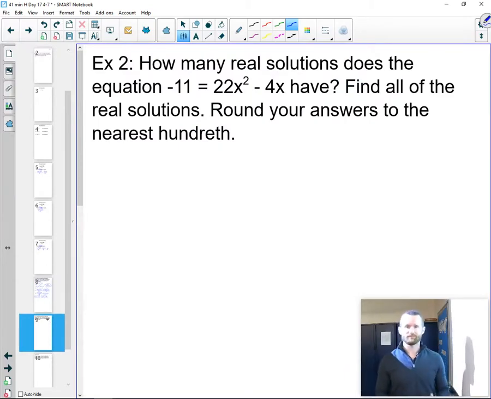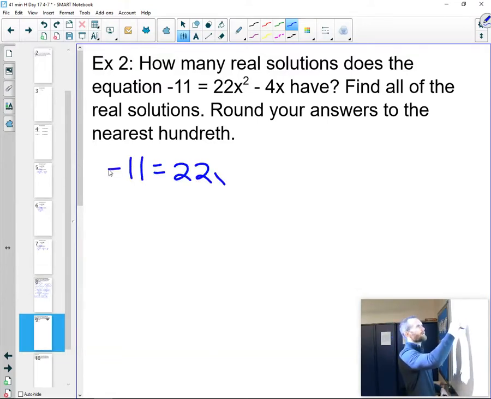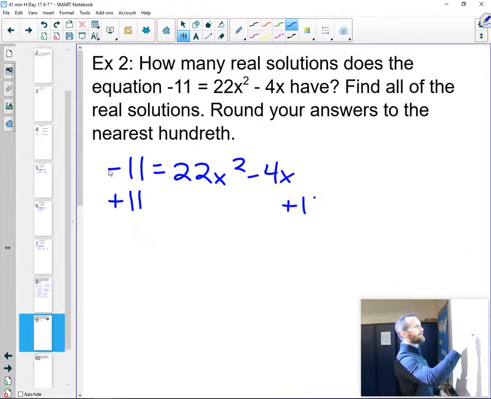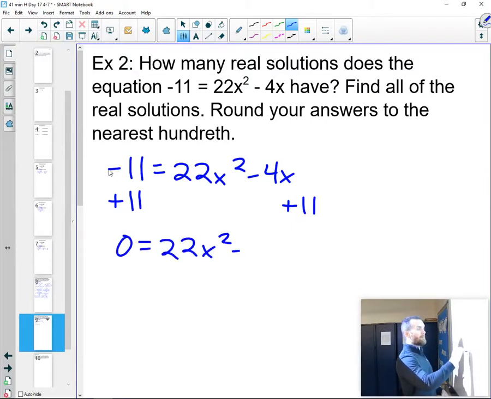Let's do another one together. How many real solutions does the equation negative 11 equals 22x squared minus 4x have? Then find all the real solutions, and we're going to round our answers to the nearest hundredth. So let's rewrite this here. Negative 11 equals 22x squared minus 4x. We want this in standard form, so let's add 11 to both sides. It's going to be on the end, so we get 0 equals 22x squared minus 4x plus 11.